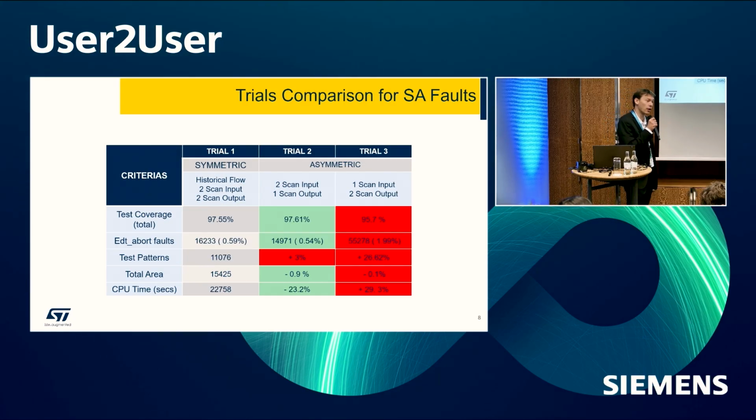The typical chain length that anyone would use is between 200 and 300 scan flops per chain.